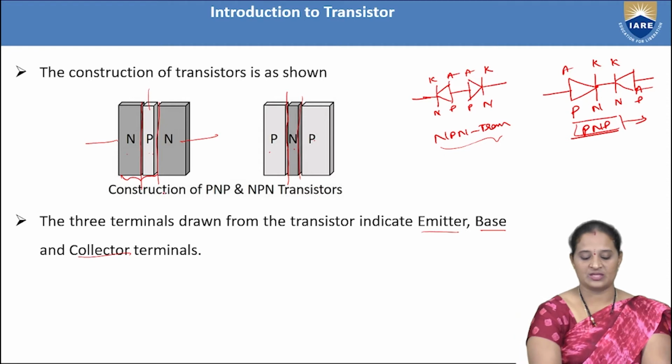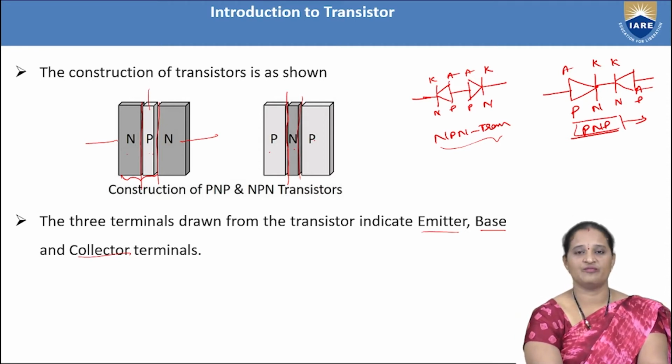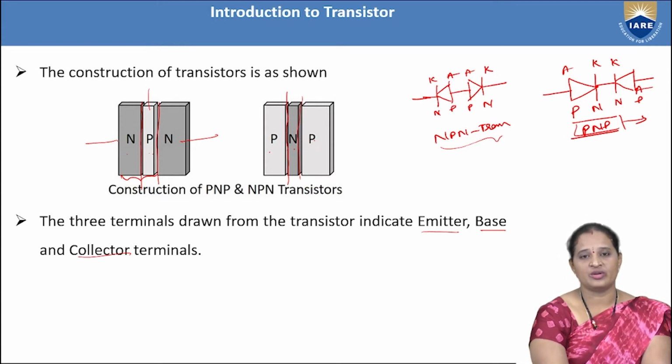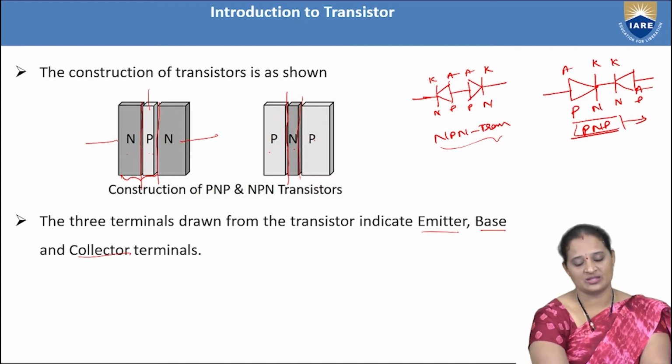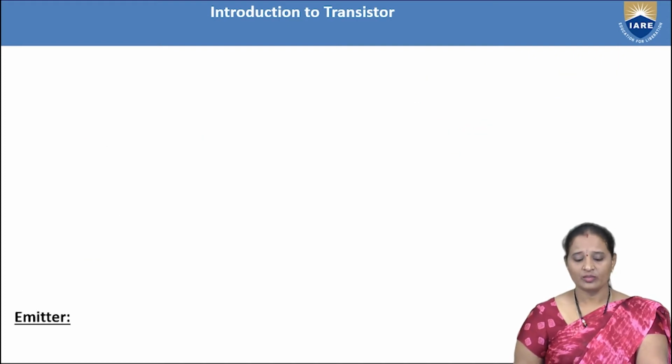And if you observe this construction, as we have 3 types of semiconducting bars, we can take 1 terminal out from each semiconducting bar, and hence we can say that BJT or a transistor is a 3-terminal device, and the 3 terminals that we can take out from this transistor are called emitter, base, collector.